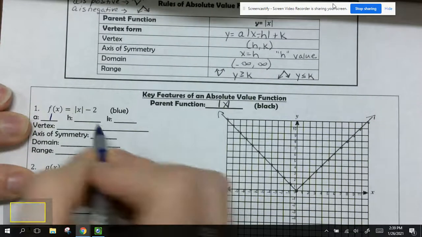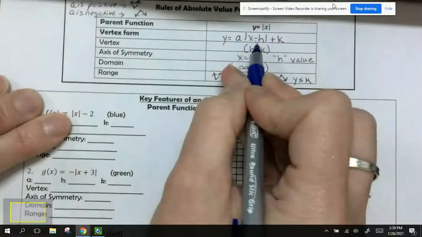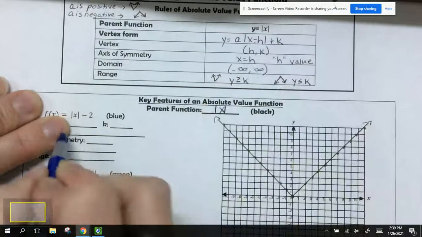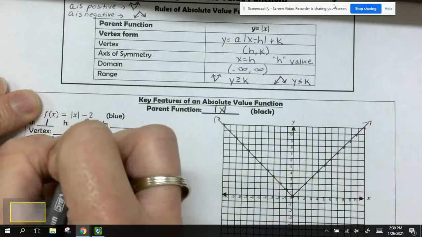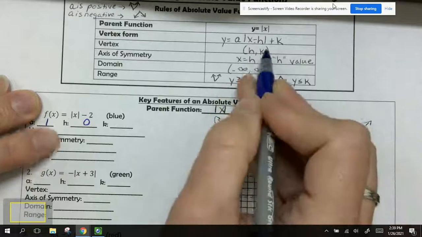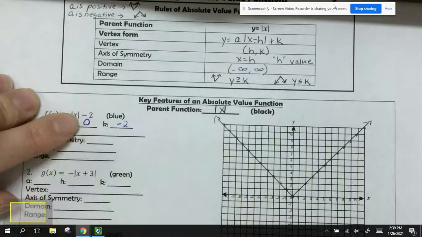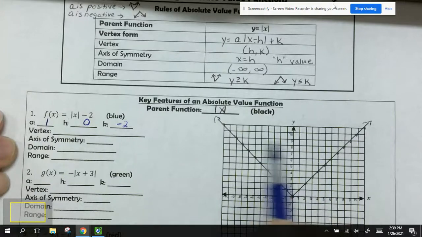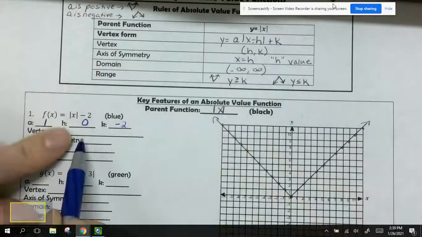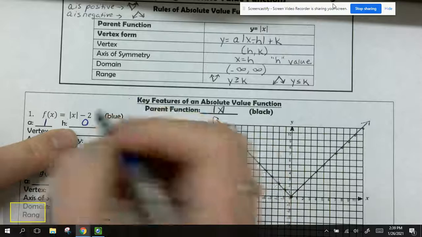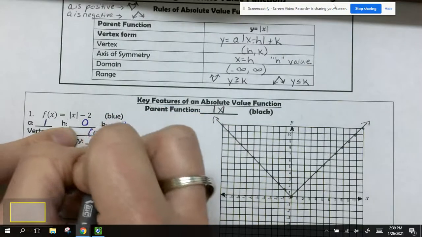For h, there is nothing. Remember that h is inside the absolute value bars. So if there's nothing there, that means h is 0. And then my k is the part on the end. So my k here is negative 2. Okay, now remember, your vertex is at (h, k), and I've already labeled what h and k are. So my vertex is at (0, negative 2).